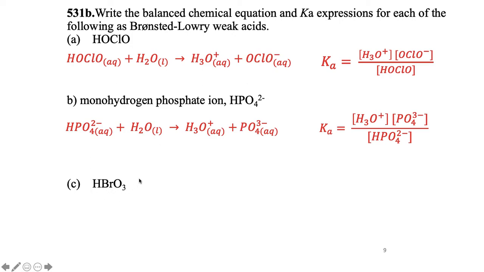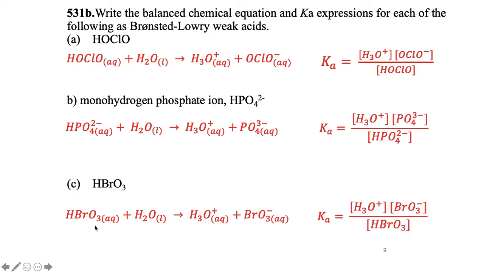Let's look at HBrO3. HBrO3 plus water, this donates that proton to water, so I have H3O plus and BrO3 minus. I get rid of the H and I decrease the charge by 1. The Ka value then is the molar concentrations of my products multiplied, divided by the molar concentration of my initial acid. So H3O plus concentration times BrO3 minus concentration divided by the HBrO3 concentration.